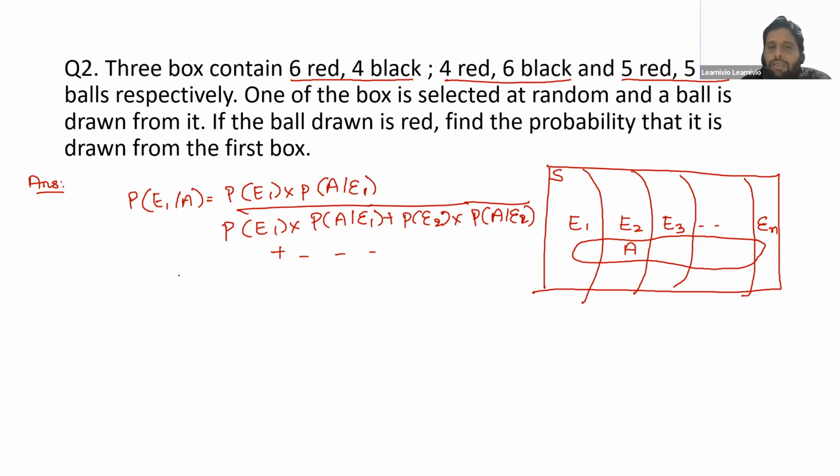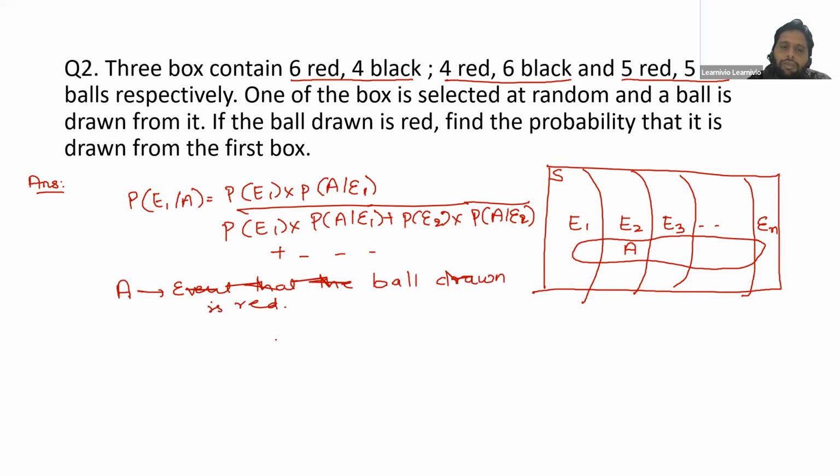So always remember, whatever they will give you in the question in the Bayes theorem, always take that as A. Here they are saying if the ball drawn is red. So we will say that let A is the event that the ball drawn is red. Whatever they will ask you, take that as E1. So here they are saying find the probability that it is drawn from the first box.